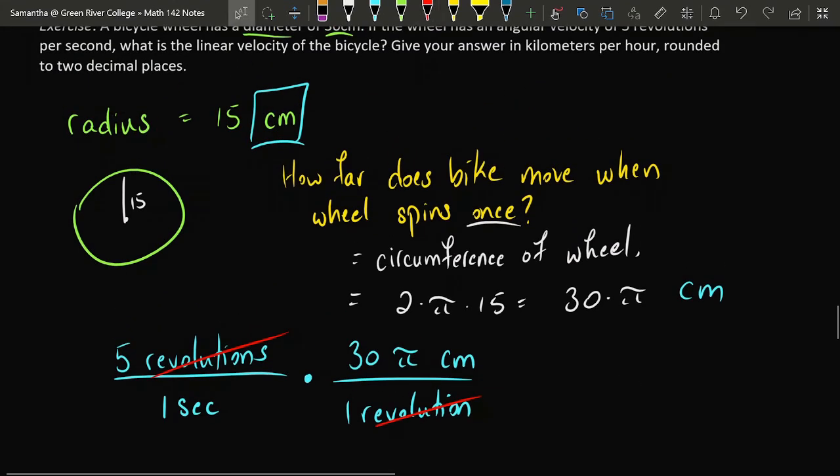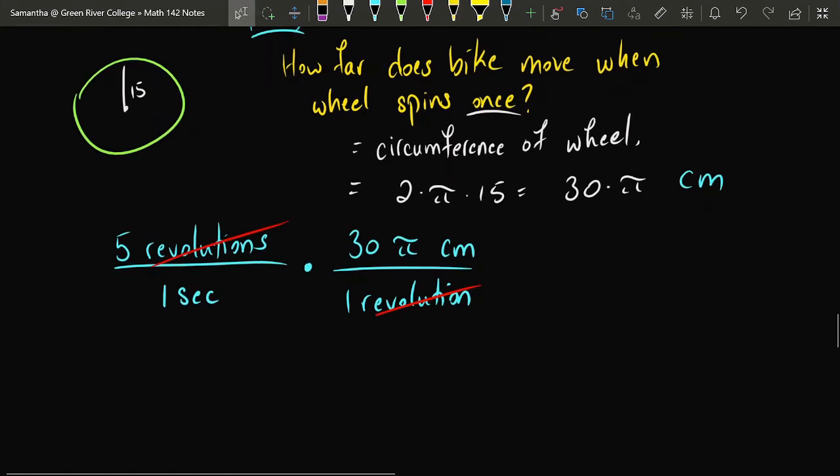So that would be our final answer, except we were asked to give our answer in units of kilometers per hour. So let's go ahead and change this so that the length units are in kilometers instead of centimeters, and the time units are in hours instead of seconds. So I've got to get rid of the seconds in the denominator, so I'll counter it by putting seconds in the numerator. I want to have hours down there instead, so let's think about how many seconds, for example, are in 1 hour. There are 60 seconds in a minute, 60 minutes in an hour, so there are 3,600 seconds in 1 hour.